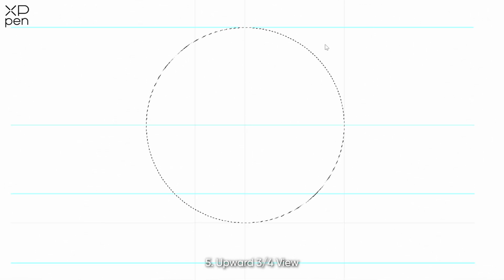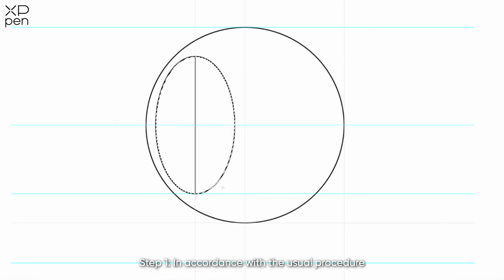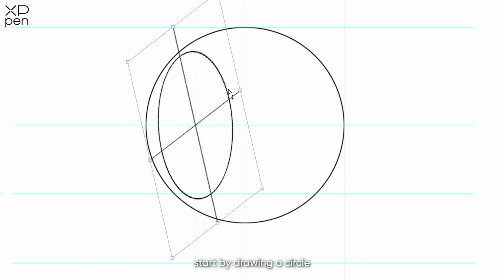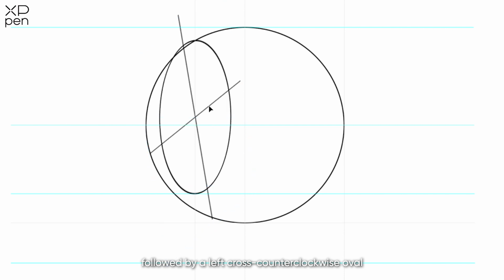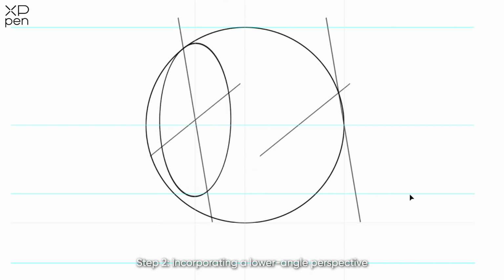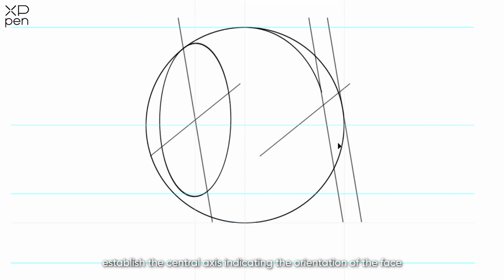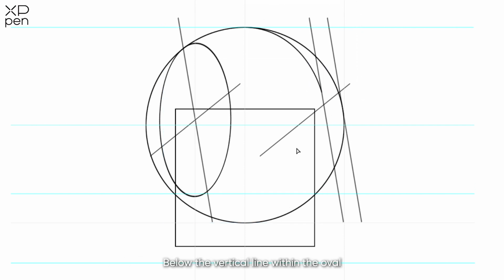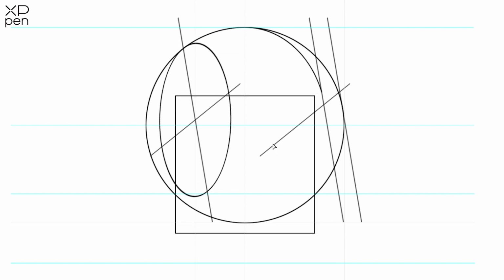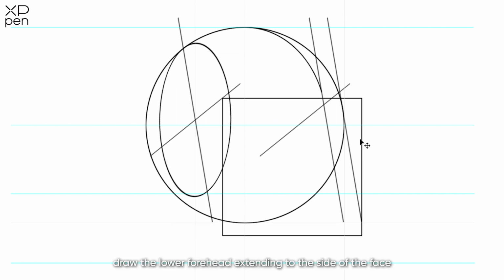5. Upward 3/4 view. Step 1. In accordance with the usual procedure, start by drawing a circle, followed by a left cross counterclockwise oval. Step 2. Incorporating a lower angle perspective. Establish the central axis, indicating the orientation of the face. Below the vertical line within the oval, draw the lower forehead extending to the side of the face.